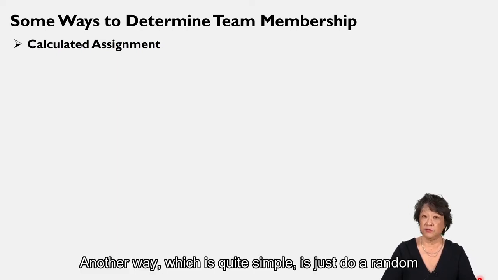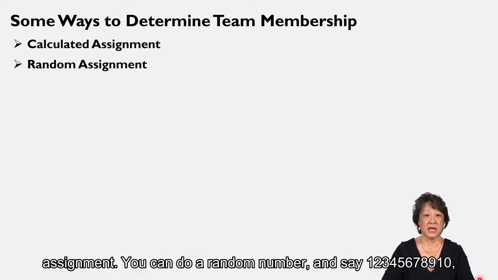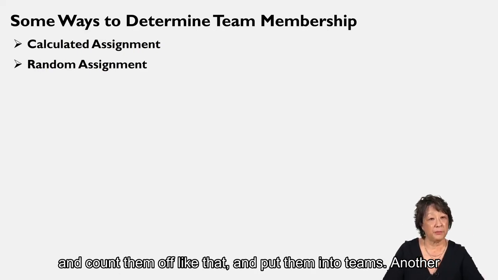Another way, which is quite simple, is just to do a random assignment. You can do a random number and say 1, 2, 3, 4, 5, 6, 7, 8, 9, 10, and count them off like that and put them into teams.